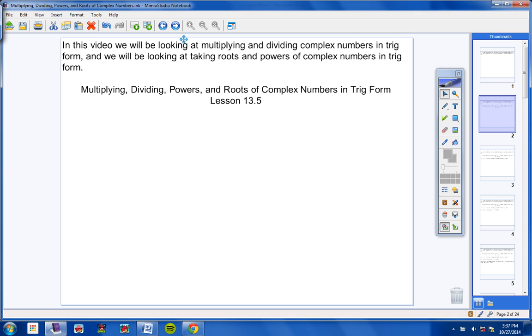Okay, go ahead and copy this heading down if you would, please. Multiplying, dividing, powers and roots of complex numbers. I will wait about 20 minutes. Just kidding. While you copy this heading down, notice we are in lesson 13.5, and be sure and include today's date. Okay, we're going to multiply, divide, take the powers and roots of complex numbers in trig form today.